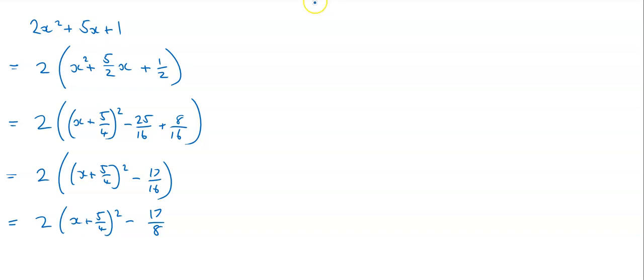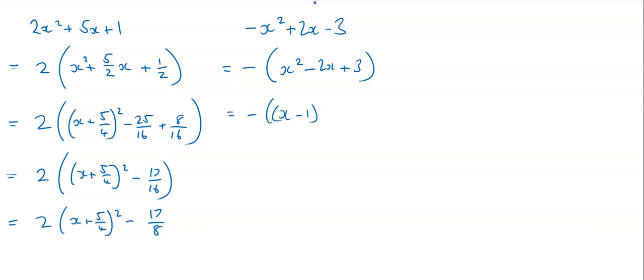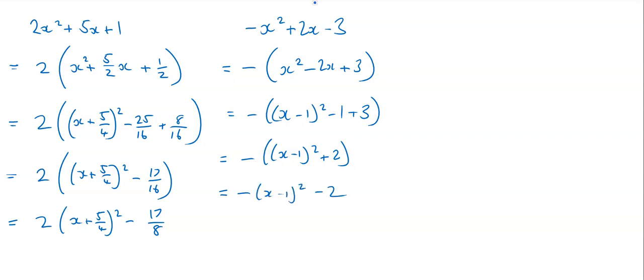And the other slight complication is if we have a negative, although this actually isn't particularly hard. If we have minus x squared plus 2x minus 3, we just factor out the negative 1. You can write negative 1 if you like, x squared minus 2x plus 3. And then that gives us minus x minus 1 squared minus 1 plus 3, which is minus x minus 1 squared plus 2, which gives minus x minus 1 squared minus 2.